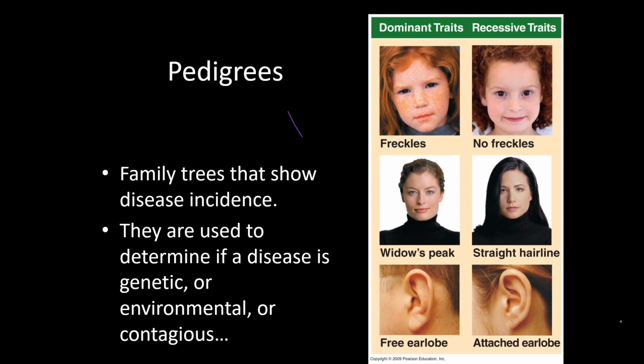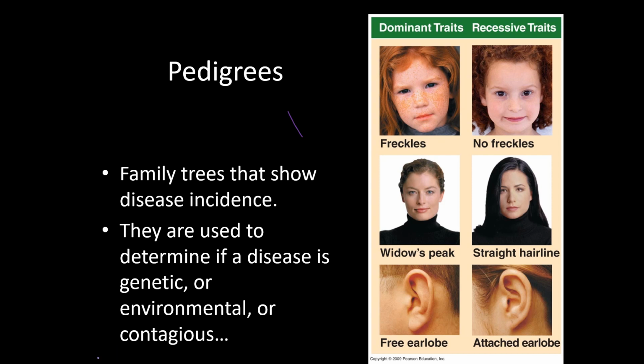Pedigrees are essentially family trees that look at a disease or a trait in a human population to find out whether or not that disease might be dominant, recessive, genetic at all, or is it something that might be environmental. We do pedigrees because you can't just breed people together to see how traits are going to be passed down. So pedigrees can be useful for finding out, for example, that freckles are the dominant condition or the straight hairline is the recessive condition, like these pictures are trying to show you.